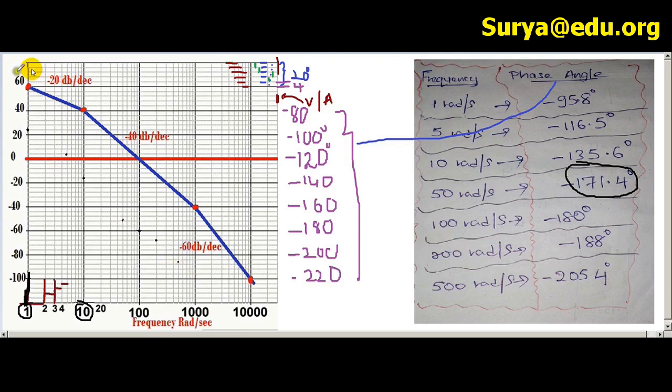So now we have plotted all the required lines. See, points 1, 2, 3, 4, 5, 6, 7.